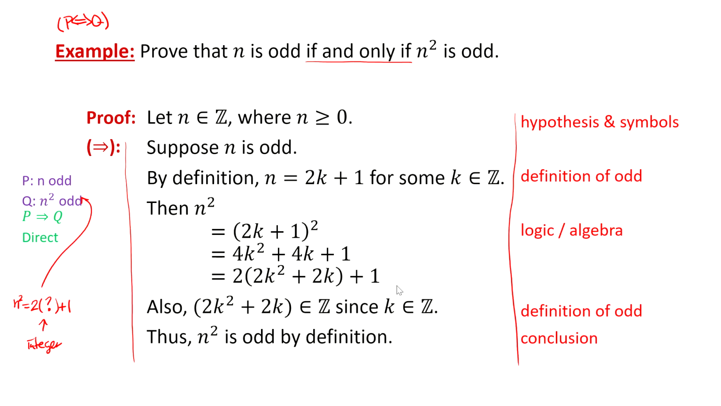And this conclusion right here gives us half of what we need. Okay? So this is the forward direction, if you will. If n is odd, then n squared will also be odd. Okay? And that's it. Well, the first half. So let us now jump to the second half.